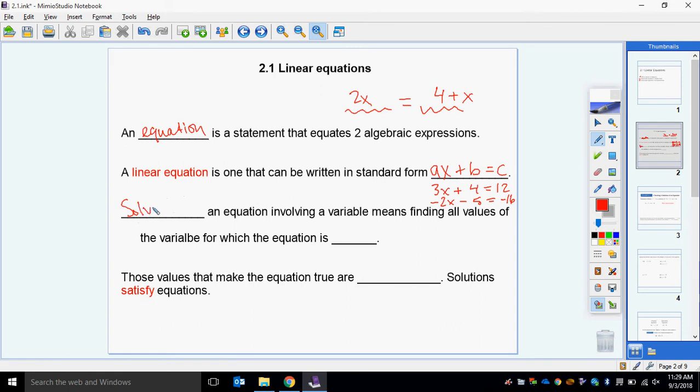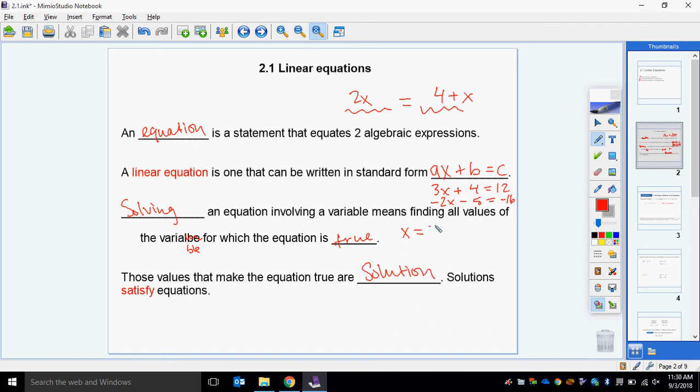Solving an equation involving a variable means find all the values of that variable for which the equation is true. So find the value of the variable that makes both sides of the equal sign the same thing. Basically, it means find x. Those values that make the equation true are called solutions. Solutions satisfy the equation.